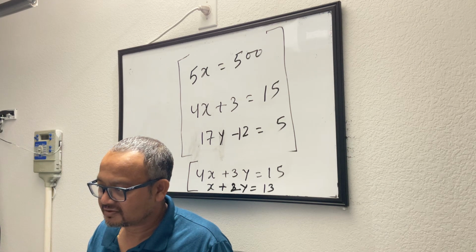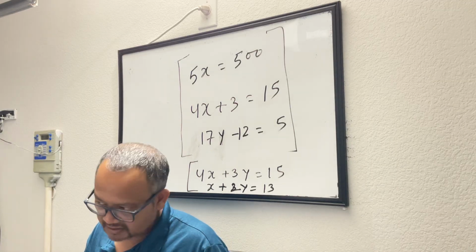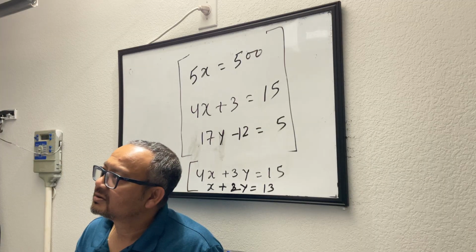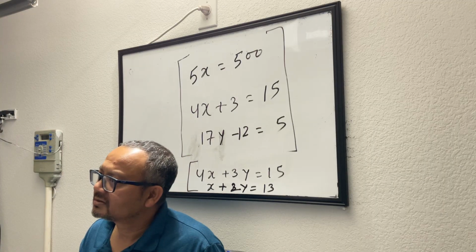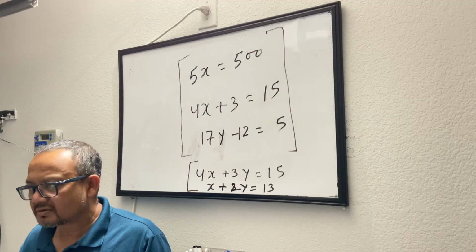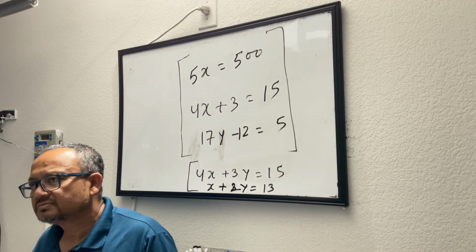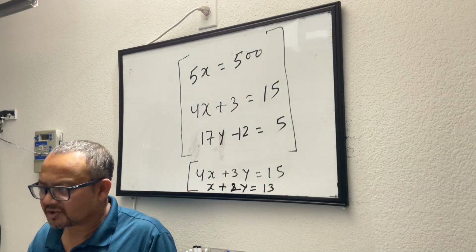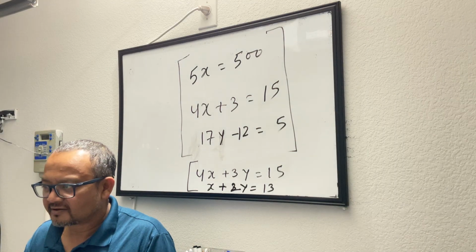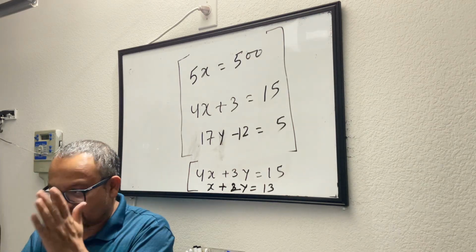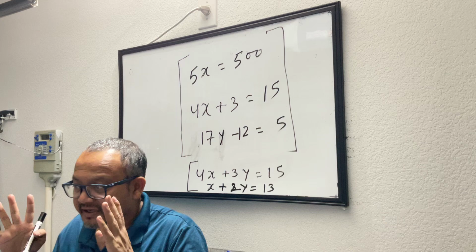Yes or no? Sidhu. Wait, I have a question. For that equation, couldn't x be 15 and y be negative? Possible, very much possible. It could be any, so we'll come to that. But you're thinking in the right direction.